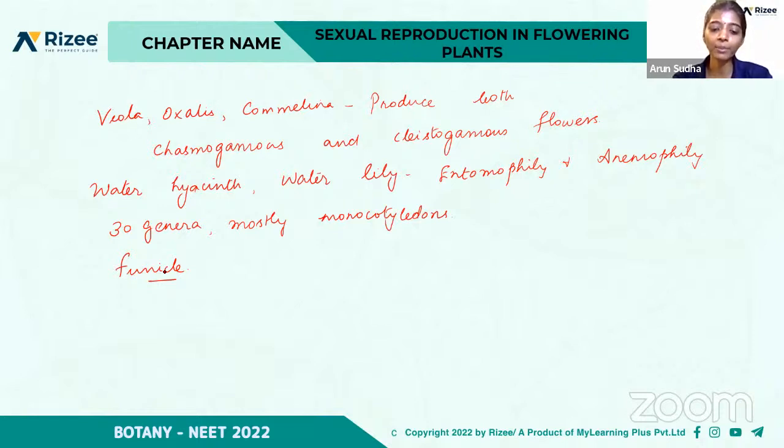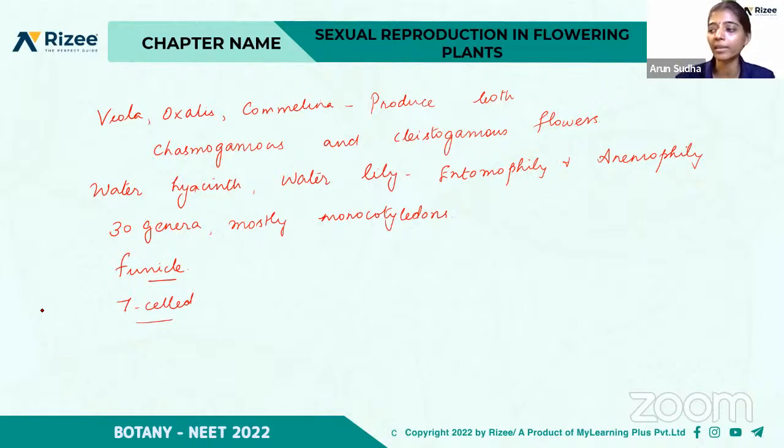The female gametophyte of a typical dicot at the time of fertilization is 8-celled, 7-celled, 6-celled, or 5-celled. The correct answer is option B, that is 7-celled. We saw, right, the structure of the embryo sac. It is 7-celled and 8-nucleated. Okay, so B is the right answer.